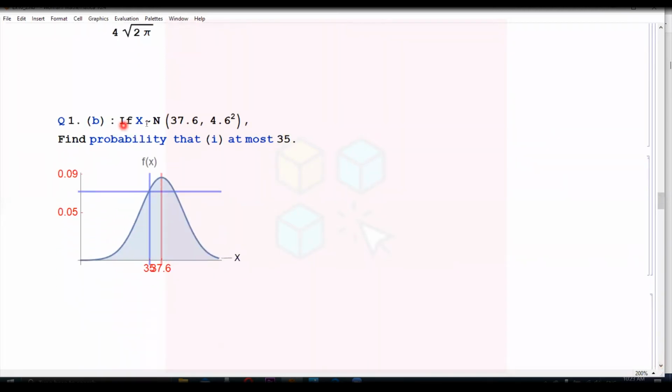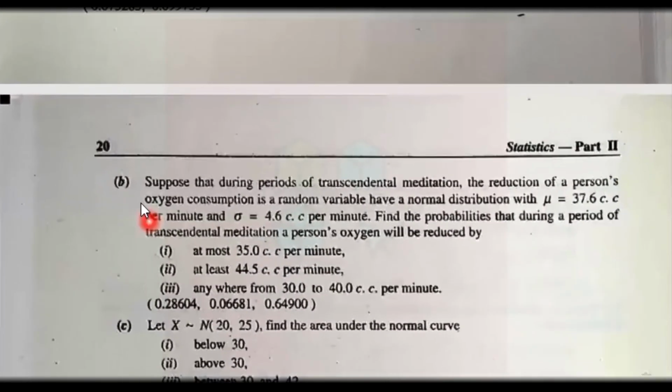Here x is normally distributed. From the book you can observe that the question is B part. Suppose that during periods of transcendental meditation, the reduction of the person's oxygen consumption is a random variable with a normal distribution with mean this one and standard deviation this one. Find the probability that at most 35, at least 44.5, anywhere from 30 to 40. So these are the three parts of the question number 1B.